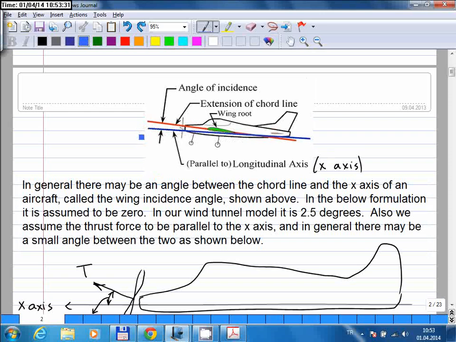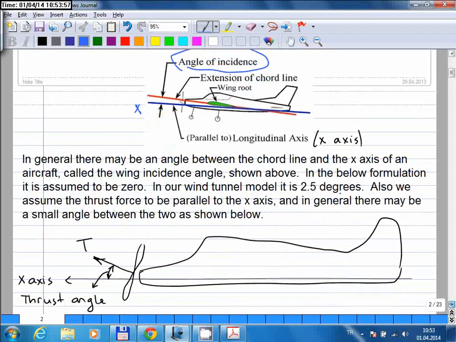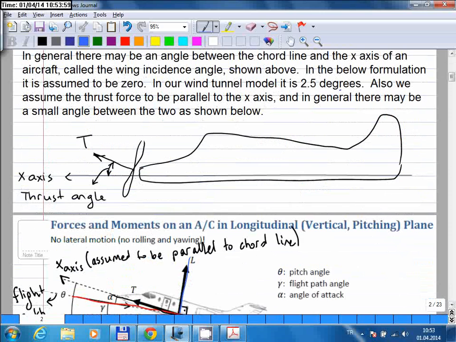So this is the x-axis, and the chord line is the red line. While manufacturing the aircraft, the wing is mounted with some incidence angle, okay? Due to several reasons, we can talk about this later, but in general, there may be an angle between the two, and this angle is called the incidence angle, or the angle of incidence. So in this diagram, we're assuming that angle is zero, okay?